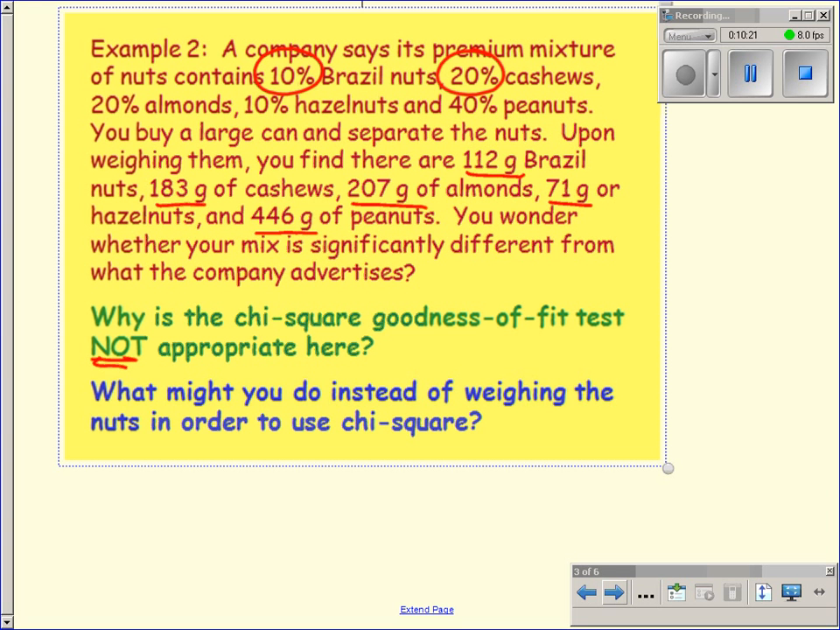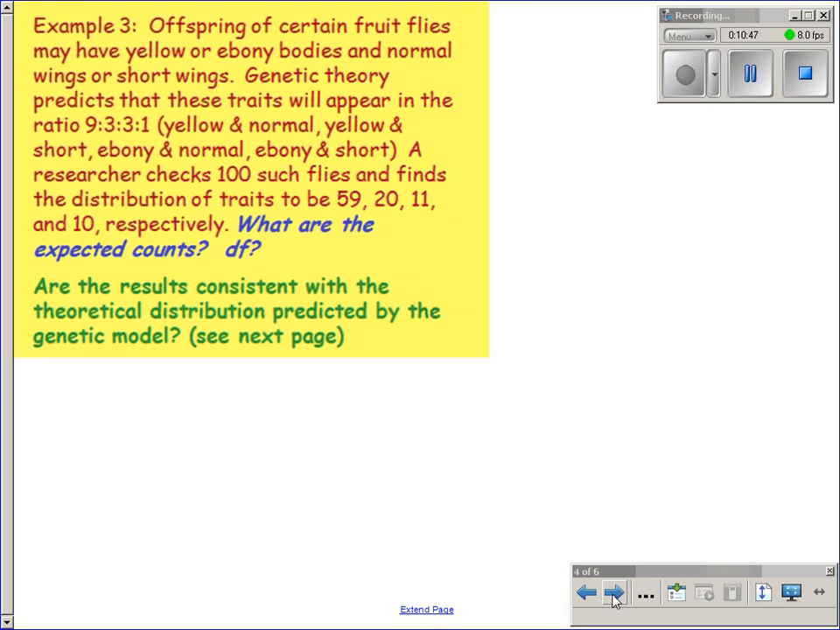Well, the reason the chi-squared test is not appropriate here is that we need counts. I would need to count up the number of Brazil nuts, the number of cashews. Doing it by weight is not sufficient because Brazil nuts and almonds and cashews all might weigh different amounts. I need to count how many there are. So what might I do instead? I would need to count the number of each. Okay? Do one last example, and then be done with the video here.